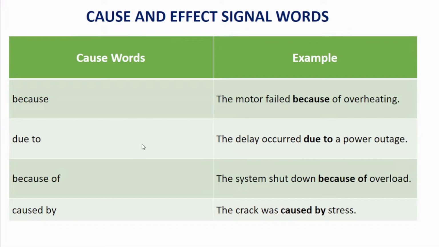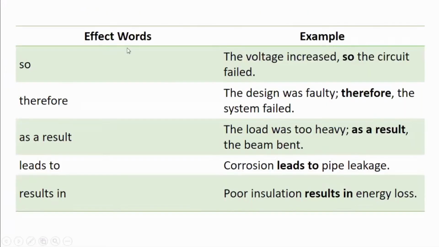And also at the same time, we have effect words, right? The voltage increased so the circuit failed. Therefore, the design was faulty. Therefore, the system failed. As a result, the load was too heavy. As a result, the beam bent. Leads to corrosion, leads to pipe leakage. Results in poor insulation, results in energy loss.